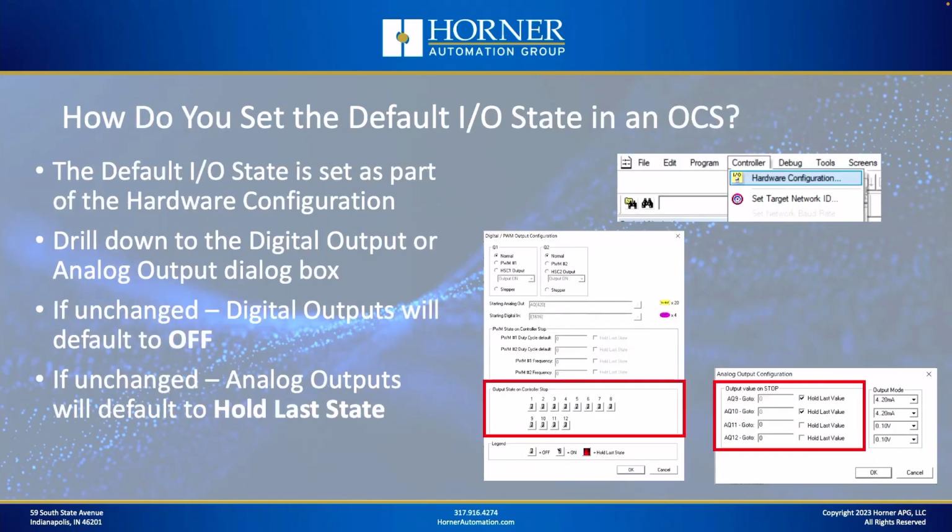Now, if you're going to set the default I/O state in the OCS beyond the normal, then how do you do that? Well, you would do that as part of the hardware configuration. So go into hardware configuration and then drill down to the output, whether it's digital or analog, dialog box for each I/O point that you want to adjust, and you'll find the location where the default I/O state can be adjusted. All right. Now for digital outputs, by default, if you do nothing, they'll turn off. Analog outputs, by default, if you do nothing, they will hold their current value.